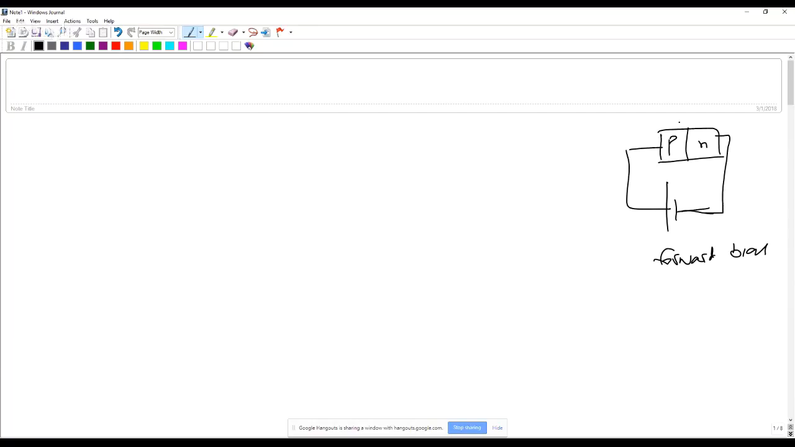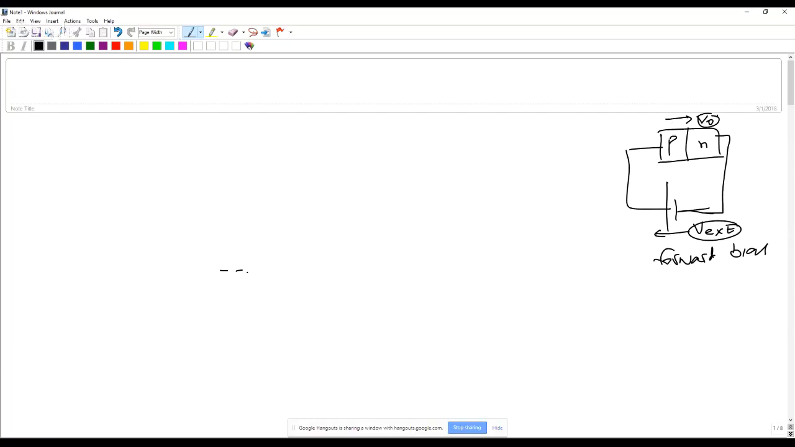So there is a built-in potential on the PN junction. That is usually given like this. And there is an external potential. And the most important thing to note is that V external is in the opposite direction to V naught, which means you're reducing the overall barrier.